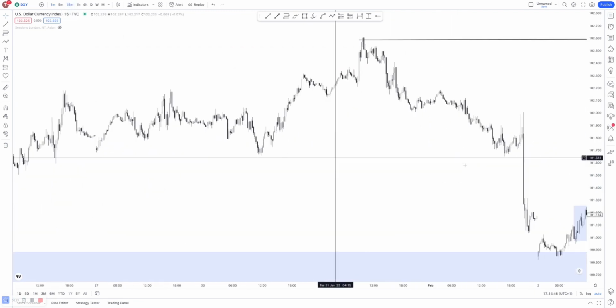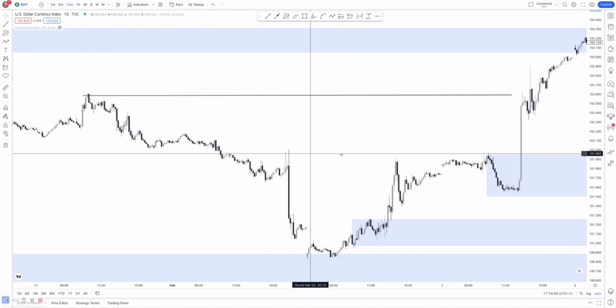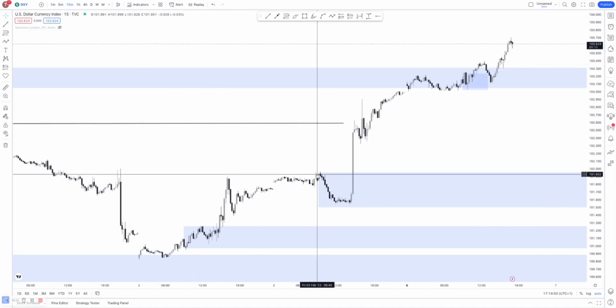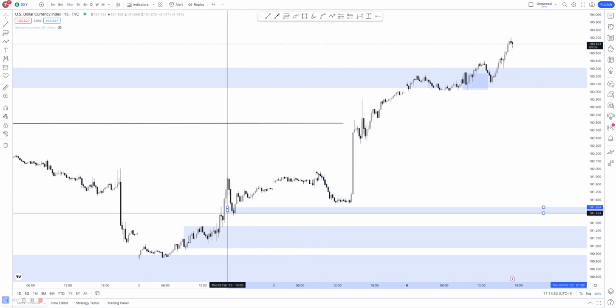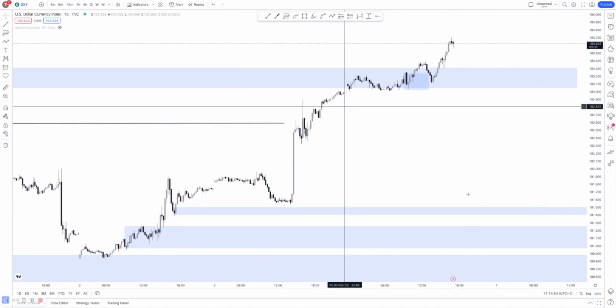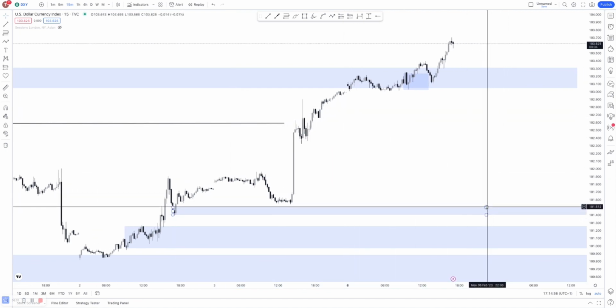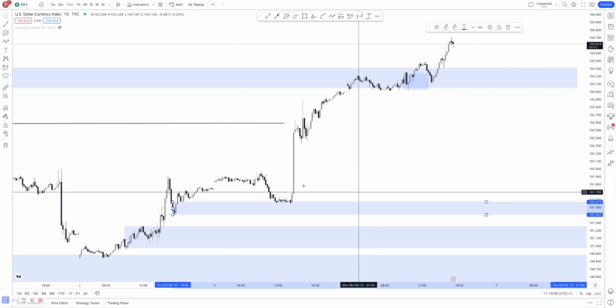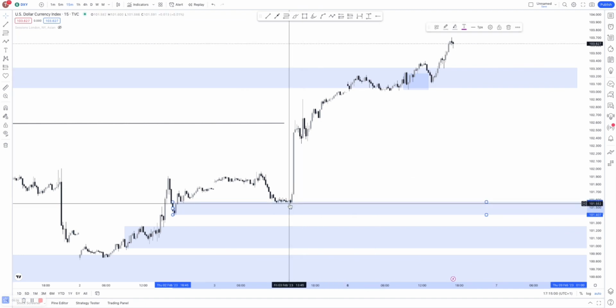So coming to DXY, you clearly see that at that same point in time, when the whole movement was happening, we were clearly trading in a demand zone that was created at that level. We are clearly trading in our demand zone on DXY, giving some indication that, okay, we are currently on the right side of this trade.